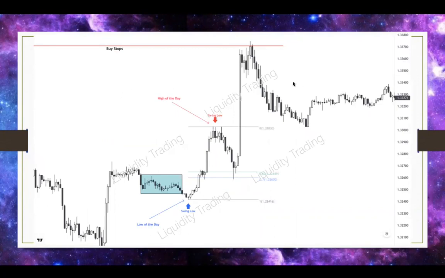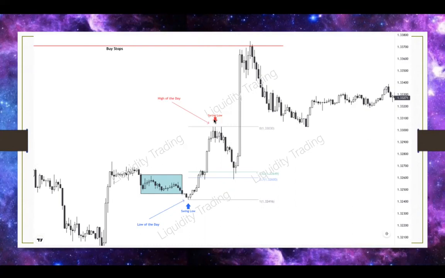Now, this is another example of how to use the fib. First, we have a swing low and also a swing high, and something that will be more advanced in fib use is to notice that this is the low of the day in the market, and this is the high of the day in the market, before the fib retracement happened. So before this retracement happened, this blue arrow was the low of the day, this was the high of the day.